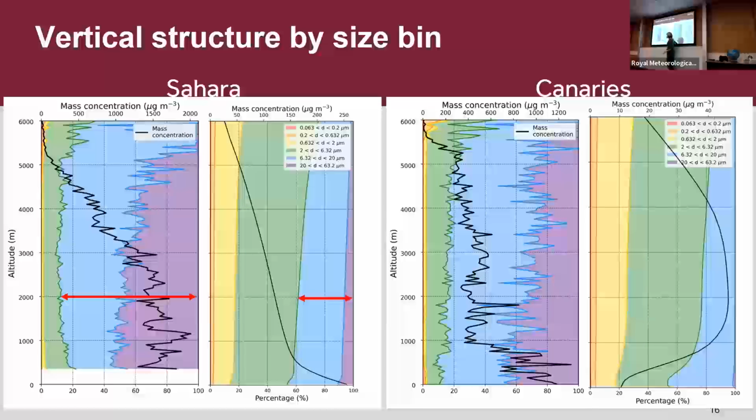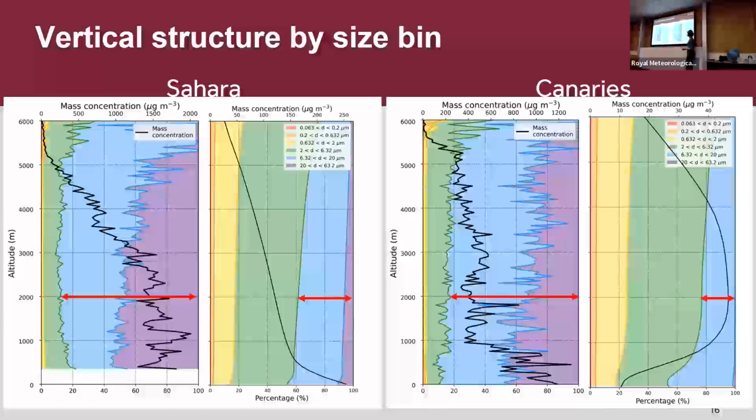And you can see that actually in the model, where it's maybe saying that, so these 2 bins, the blue and the purple, between 6 and 63 microns, the model's maybe saying, at this altitude here at 2 kilometers, it's contributing about 40% to the total mass. Observations is closer to 90% of the total mass coming from those 2 bins. So you can see how the model is really overestimating the importance of those finer particles.